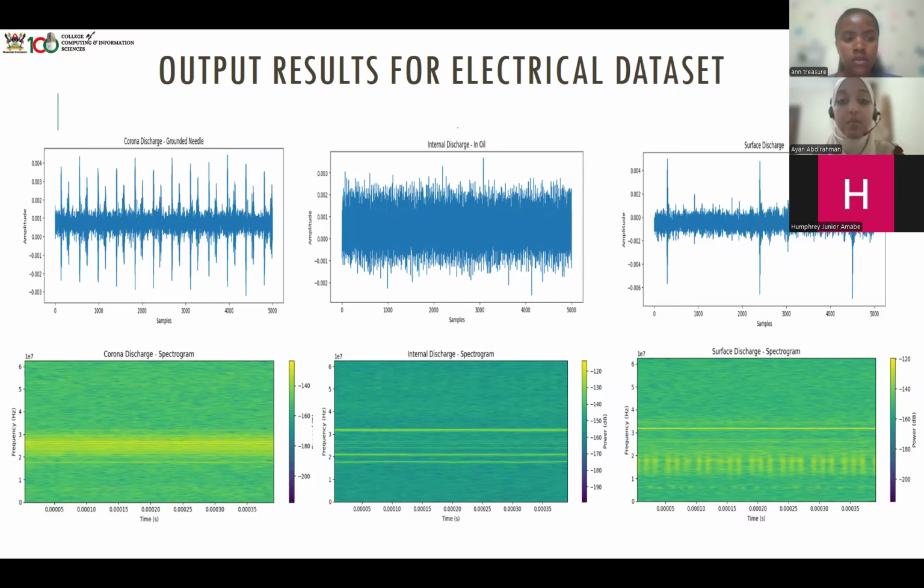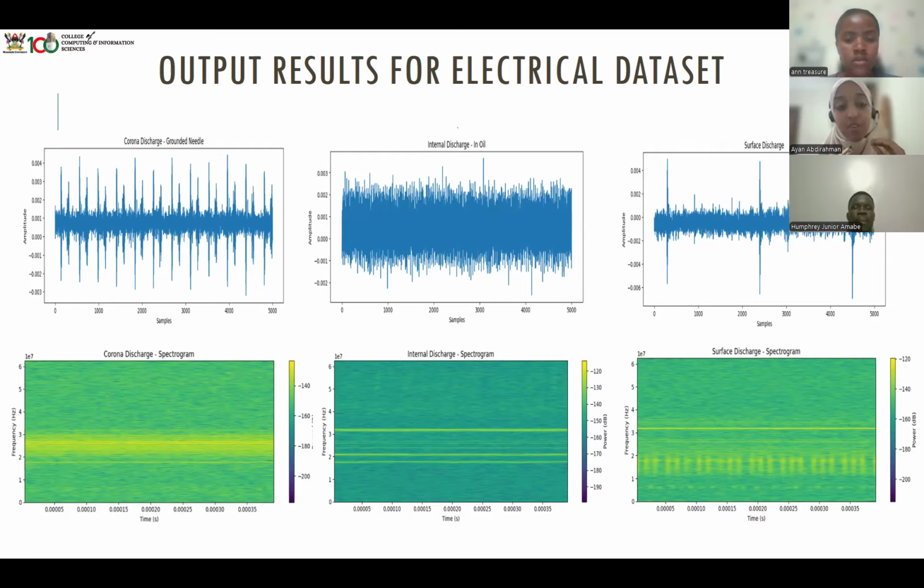Whereas when we go to the middle one, which is for the internal discharge, the signal looks very dense and noisy, unlike the corona, whereby we cannot clearly distinguish individual sparks. Instead, the signal appears more continuous and random. This reflects the fact that internal discharge occurs inside insulation, where the activity is more distributed and less structured.